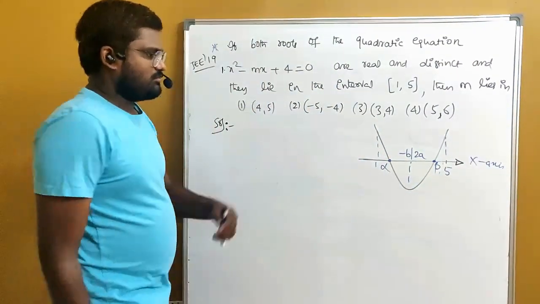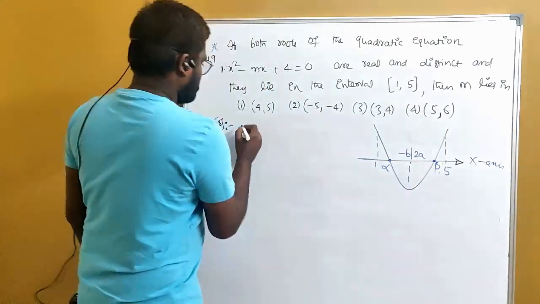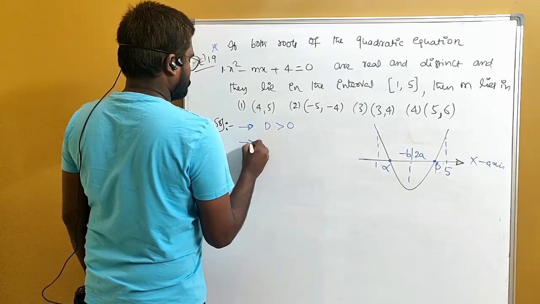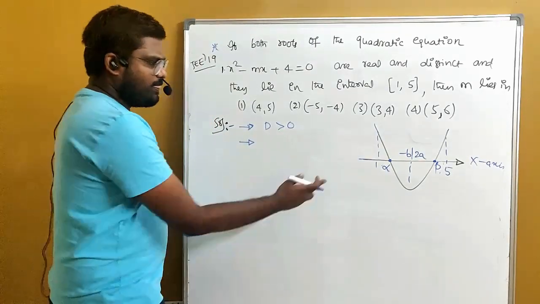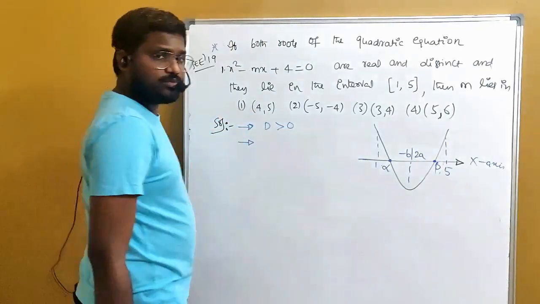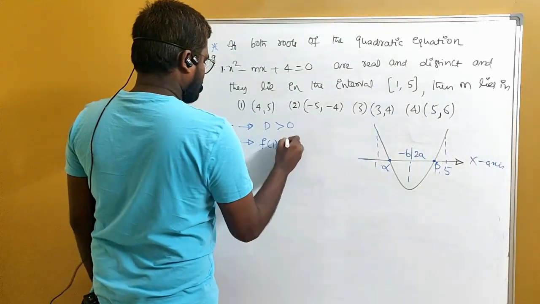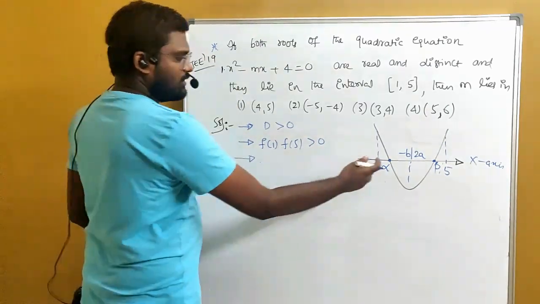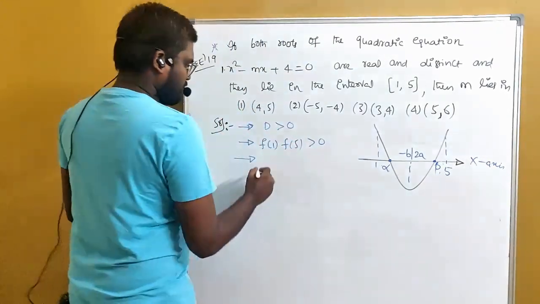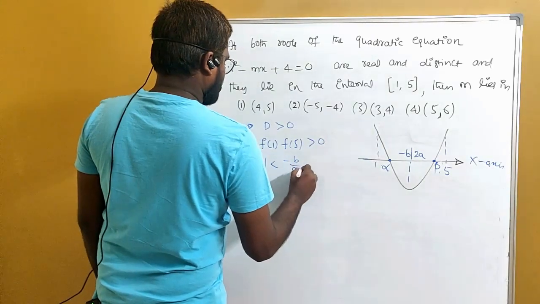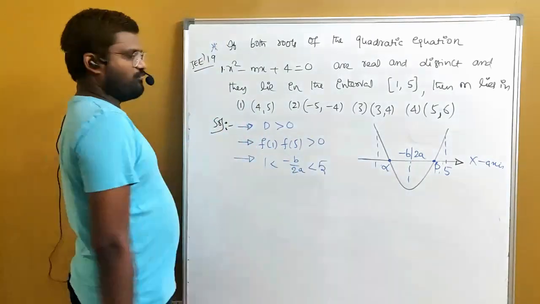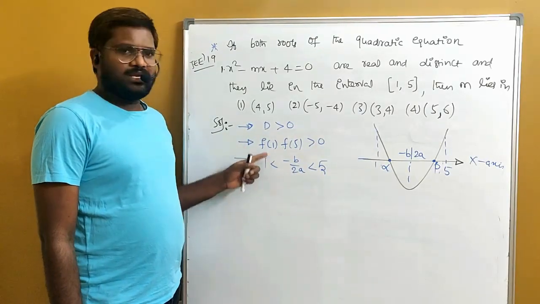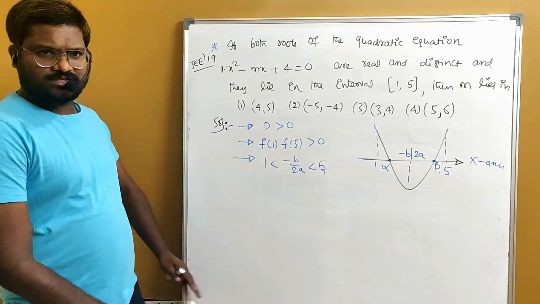Now no doubt the restrictions will be, first thing is discriminant greater than 0. What will be the second restriction? F of 1 and f of 5 both are positive, isn't it? So f of 1 into f of 5 will be greater than 0. And what about the third one? Minus b by 2a is lying between 1 and 5. So 1 less than minus b by 2a less than 5, isn't it? Now if I take the intersection of these three inequalities, I will get the answer.